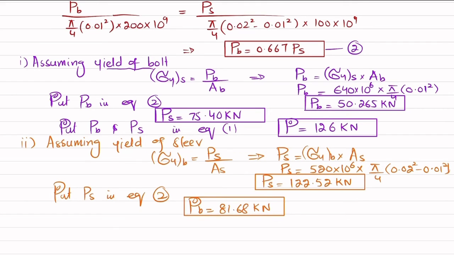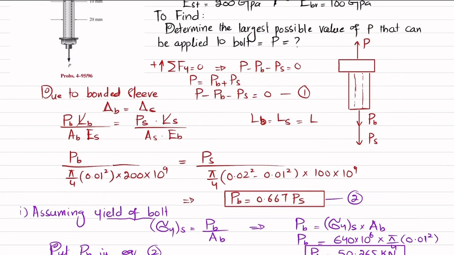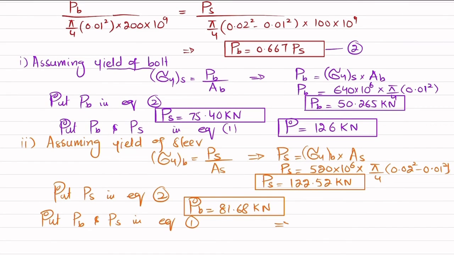Okay. Now you have PB and PS values. So put PB and PS in equation number 1, which is this one. When you put it, you will get P equal to 204.20 kilonewton. Now this is the load that is due to assuming the yielding of the sleeve.